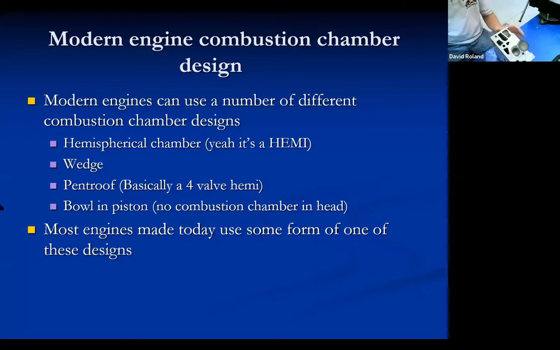This design that I just showed you is a wedge. The design of the Ecotec engine that we're going to look at looks like a Hemi, but it has four valves. That's called a pent roof. And then we have a bowl and piston. Most engines today are one of these four designs for combustion chambers for cylinder heads. Why? Well, because they work pretty good.